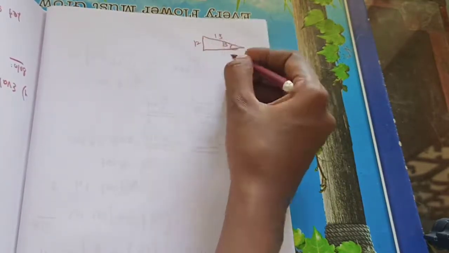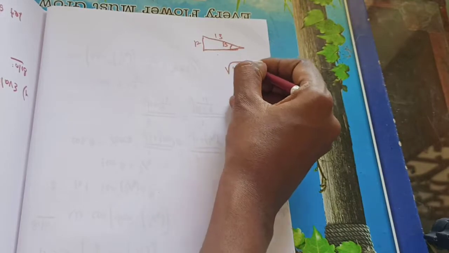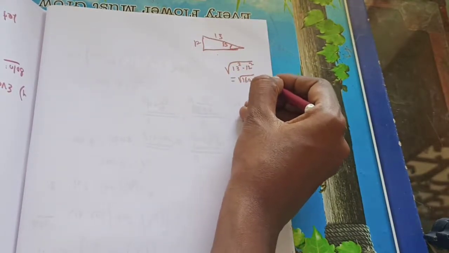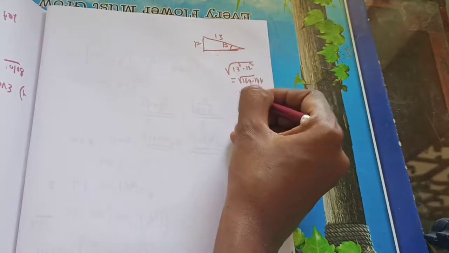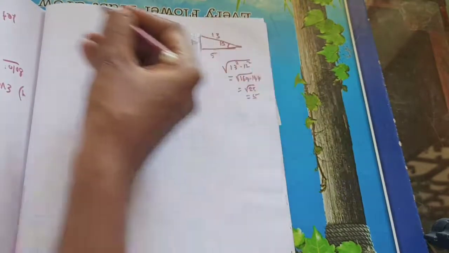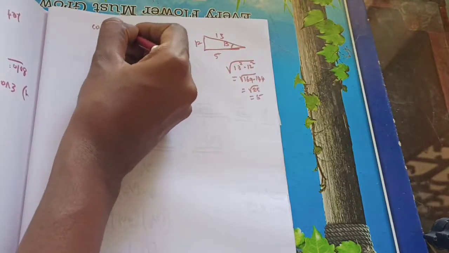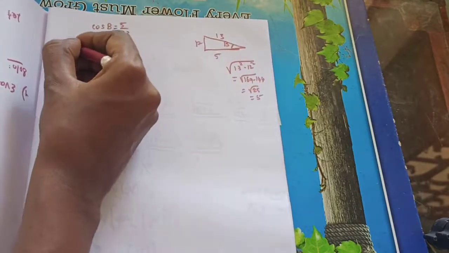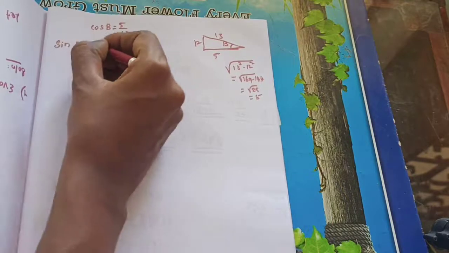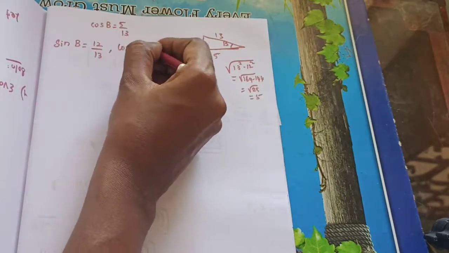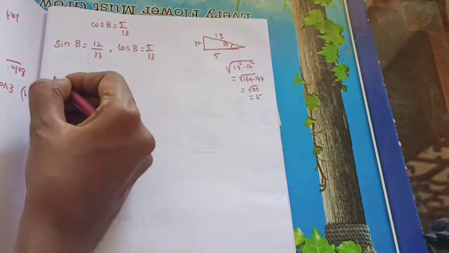12 by 13. So this side we need, means root of 13 square minus 12 square. So that's equal to root of 169 minus 144, that's equal to root of 25, equal to 5. Is it right? So it is 5. So what's the cos B value here? 5 by 13. Okay. So now from this, sin B equal to 12 by 13, and cos B equal to how much? 5 by 13. Now take down the question.